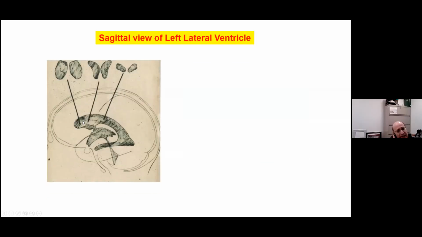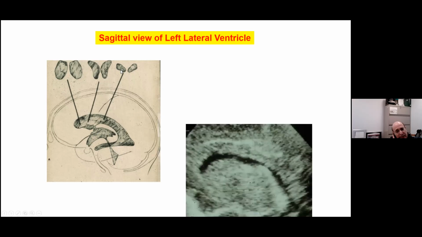If we now turn and look at a sagittal view of the ventricle, you've got the frontal horns, you've got the occipital horns, you've got the temporal horns, and then you've got blood coming through the aqueduct of Sylvius and through the third ventricle to the fourth ventricle. These are the corresponding coronal images that one sees.